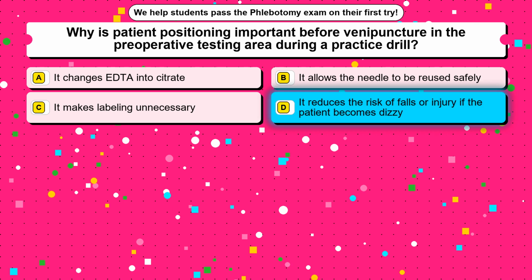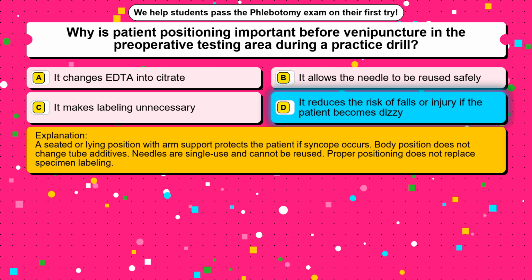The correct answer is option D. It reduces the risk of falls or injury if the patient becomes dizzy. A seated or lying position with arm support protects the patient if syncope occurs. Body position does not change tube additives. Needles are single-use and cannot be reused. Proper positioning does not replace specimen labeling.